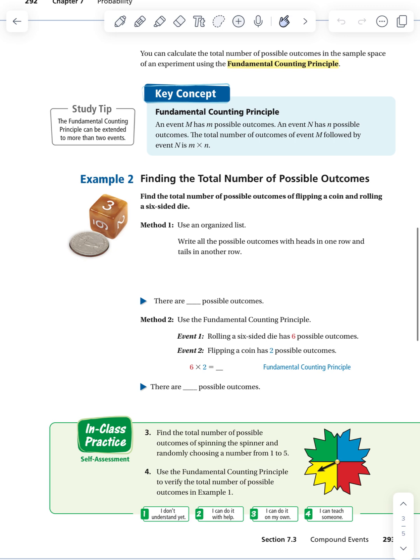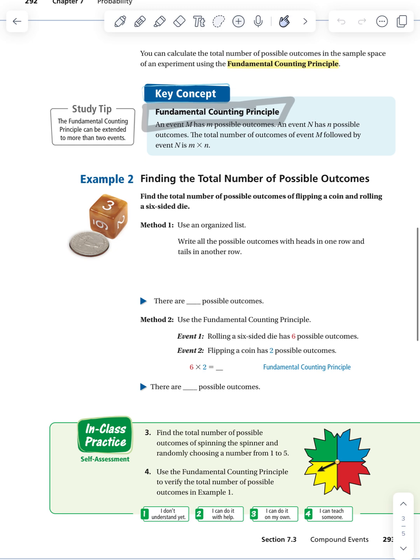Okay, so the fancy term for multiplying the number of outcomes in each separate event is called the fundamental counting principle. If event M has M possible outcomes and event N has N possible outcomes, if you make those a compound event, you can do M times N to find the total number of outcomes. Basically, if you have a compound event of 2 different events, multiply those 2 separate outcomes to find the total outcomes of the compound event.